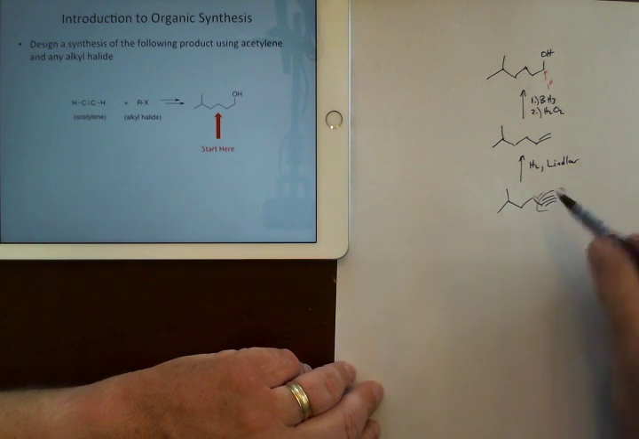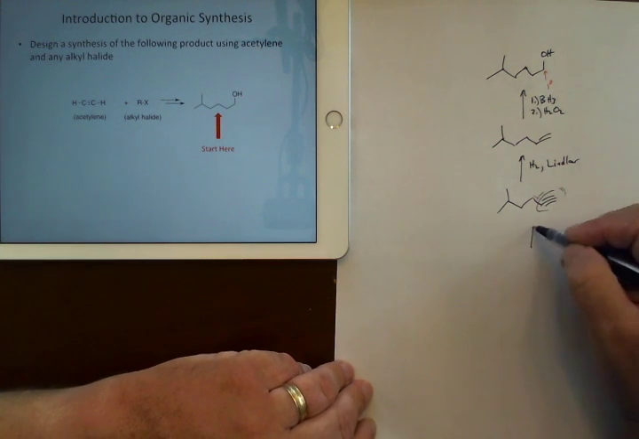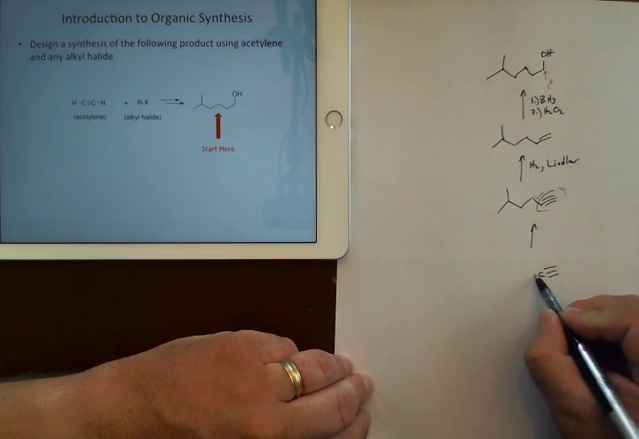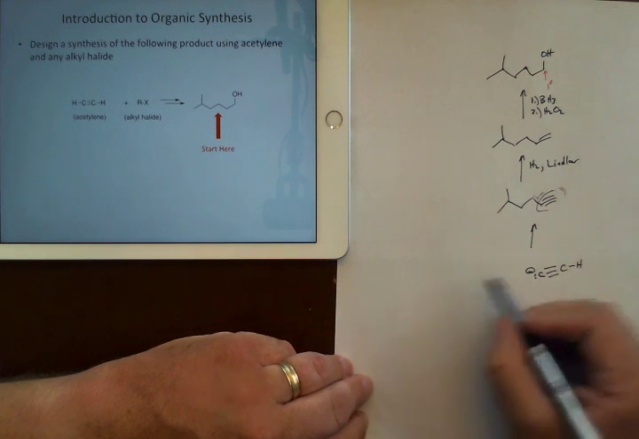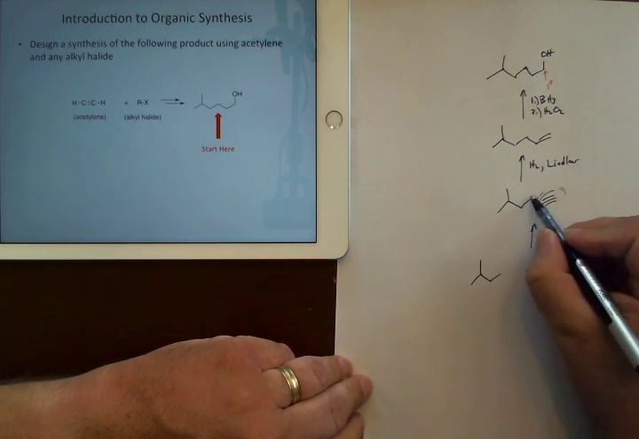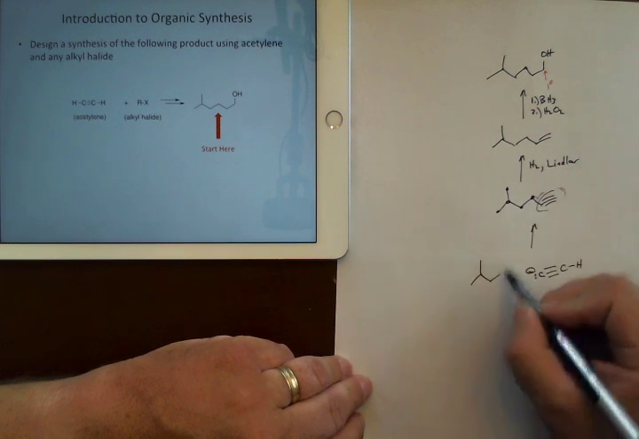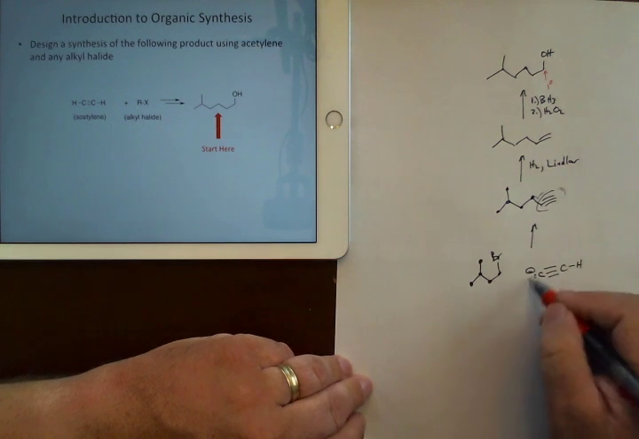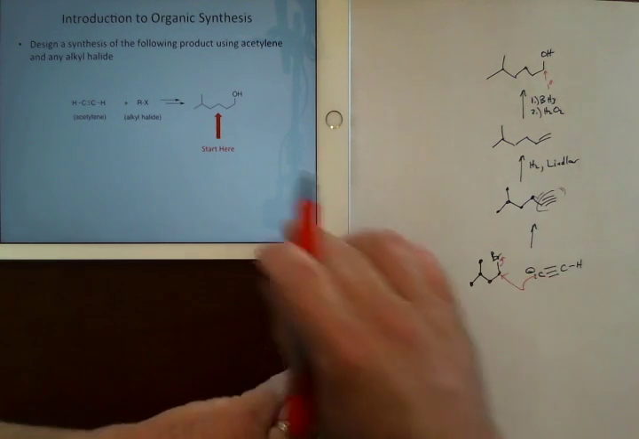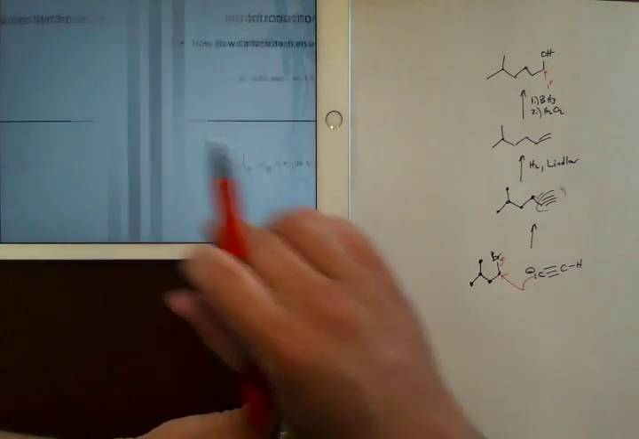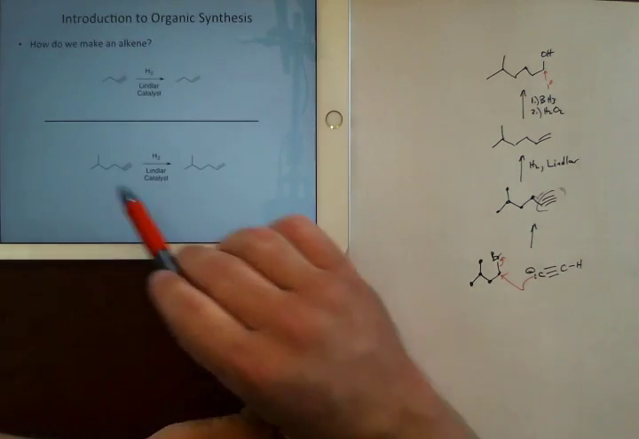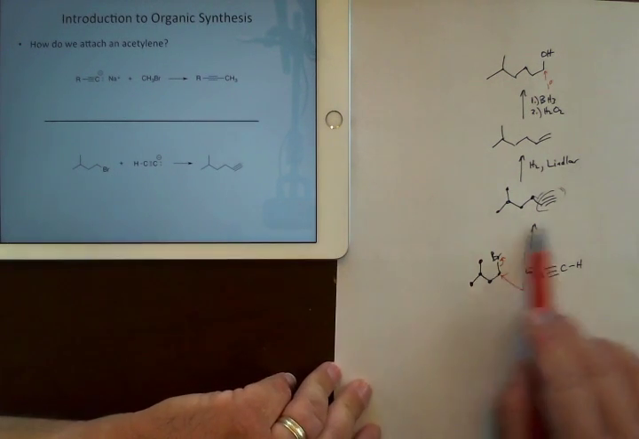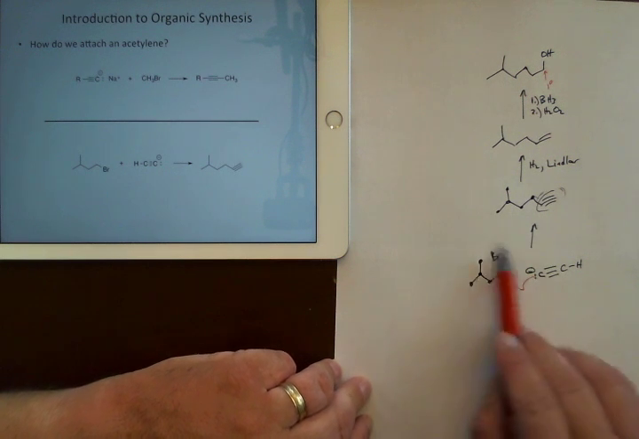So here's our acetylene. And we know how to put those groups on there by going through this intermediate and then taking these carbons here and doing the SN2 reaction to displace this. So we're going to go through here, and then we can get to this intermediate. Well, how do we make it? With this one we're just going to buy it.